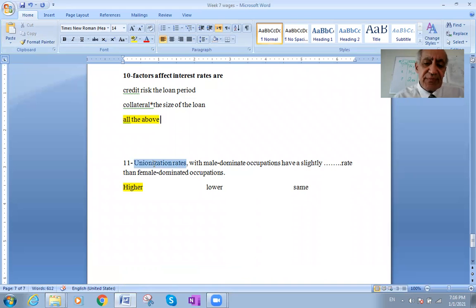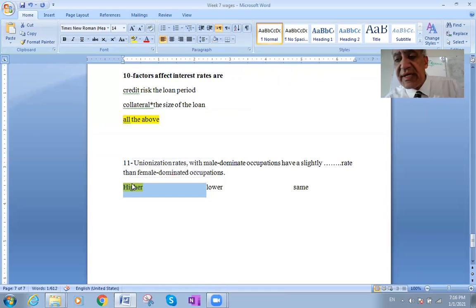Unionization rates with male dominated occupations have a slightly higher rate than females. That's what we said before, because males are more than the females in the Canadian unions.